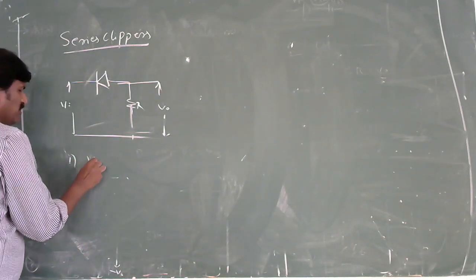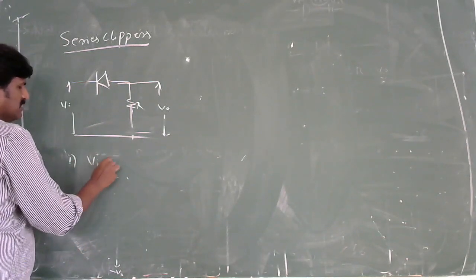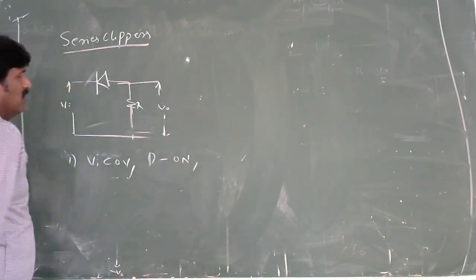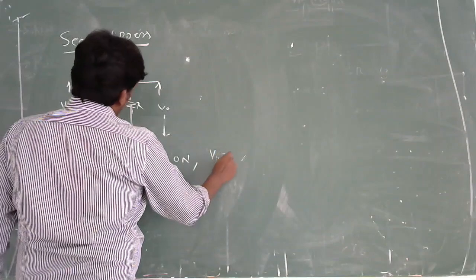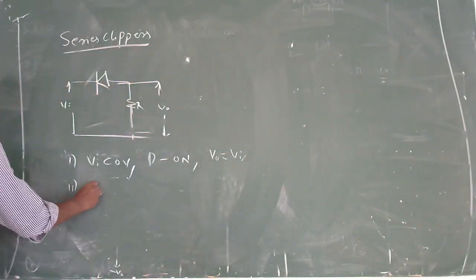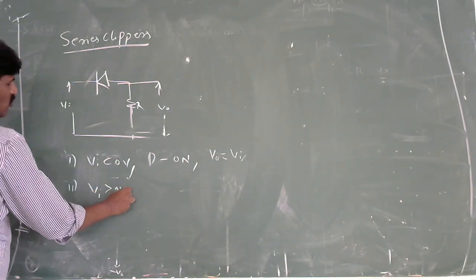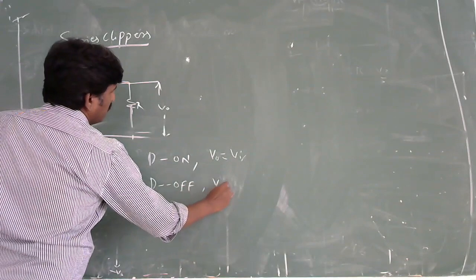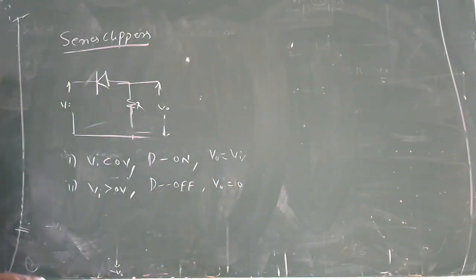The first condition is, suppose Vi is less than 0 volt, then D will be on, and what is V naught? V naught is equal to Vi. Then, suppose Vi is greater than 0 volts, then D will be off. Then what is V naught? V naught is equal to 0. Then what are the transfer characteristics?